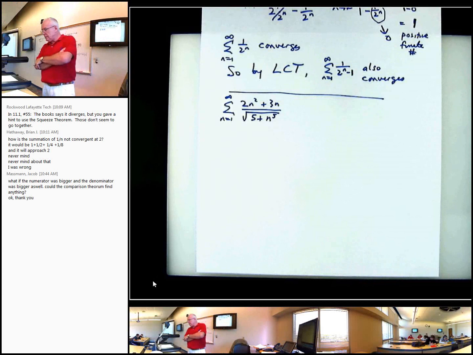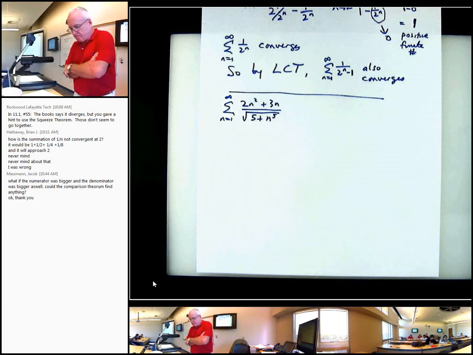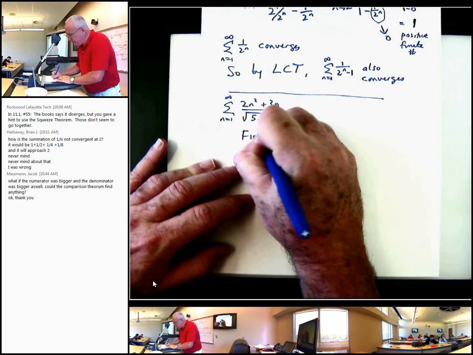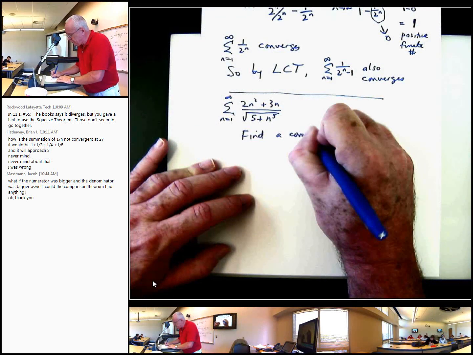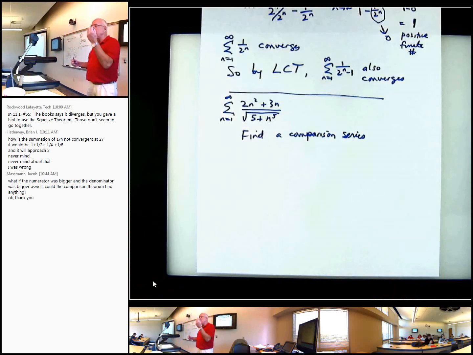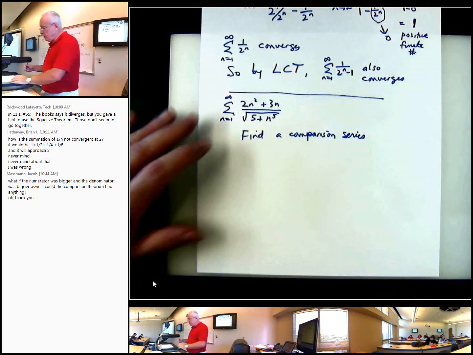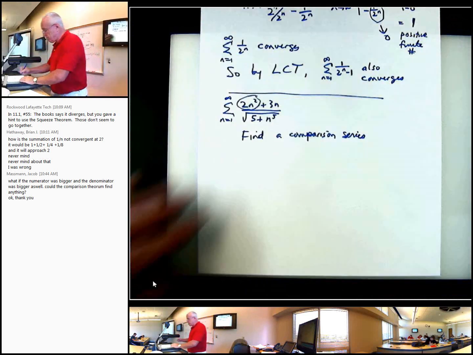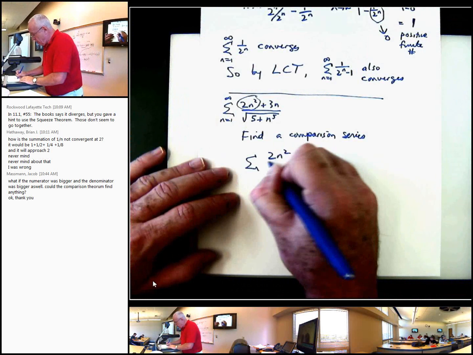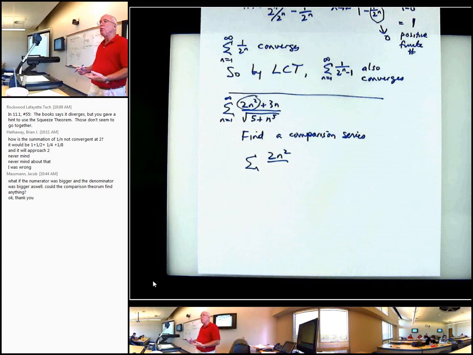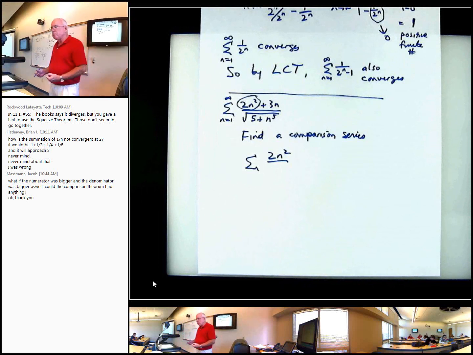Comparison test-wise, well, let's first of all find the comparison series. Let's do that first. Remember, we need to look at dominant powers at the top and at the bottom. At the top, our dominant term is the 2n squared, right? Now on the bottom, we've got this odd square root of 5 plus n to the 5th power.